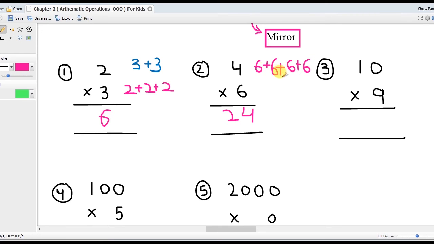So now add all of these 6s. 6 plus 6 is 12, 12 plus 6 is 18, 18 plus 6 is 24, right? So 4 times 6 is 24. Now in that case, this is question number 3, 10 times 9.